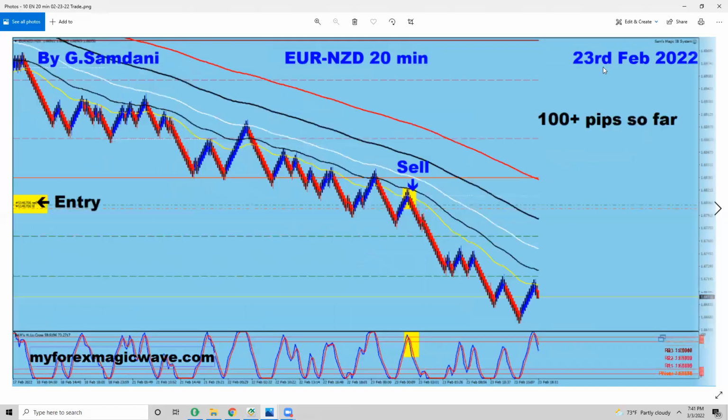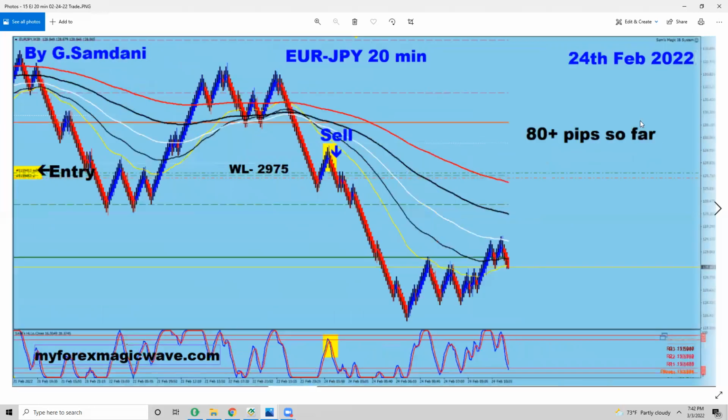And on the 23rd, again EUR-NZD. This is the one I just showed you, and then this is the next one, next day. It keeps dropping big time, right? 100 pip. On the 24th, euro yen again.